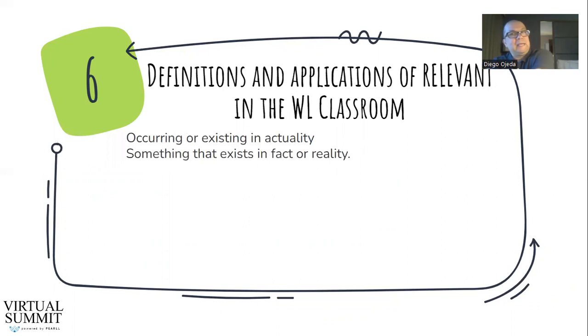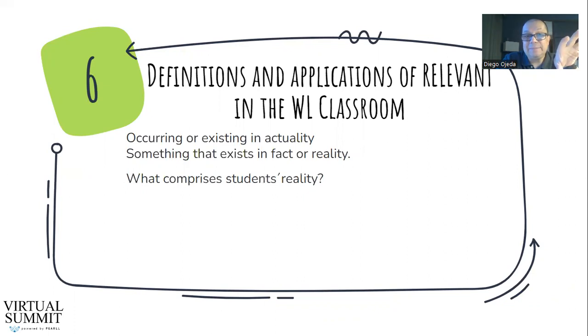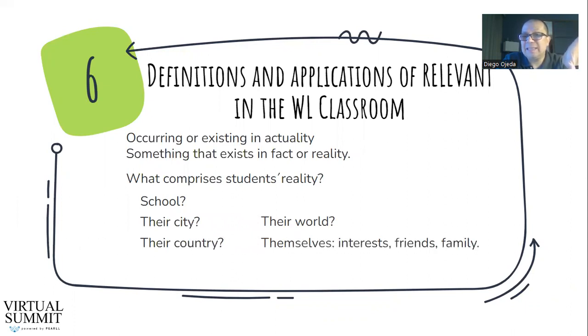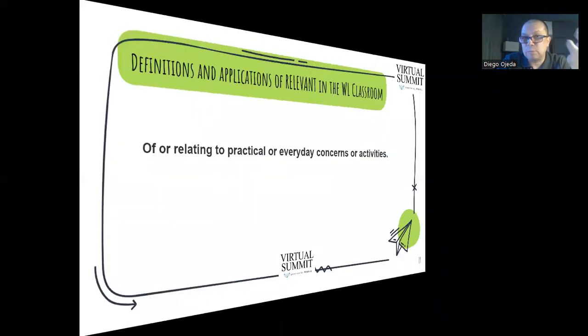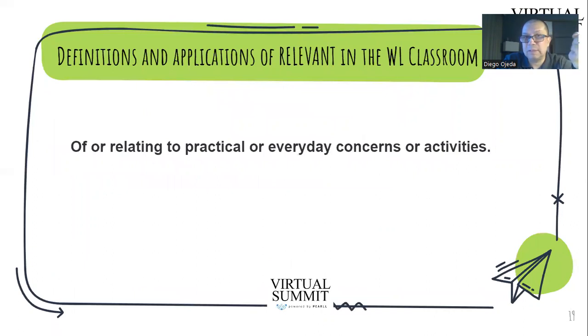So, definitions and applications of relevant in the world language classroom. Remember, something that is current, something that exists, we need to think about the student's reality. What's the reality? Is it school? Is it the city where they live? Is it the world? Is it their country? Is it themselves, interests, friends, family? So things that are relevant to them, so we can connect what we're doing in the class to those real world experiences.